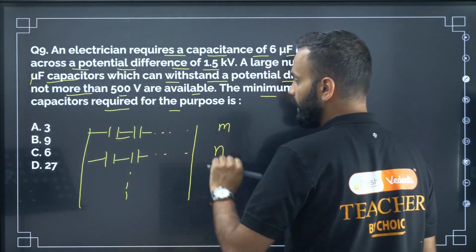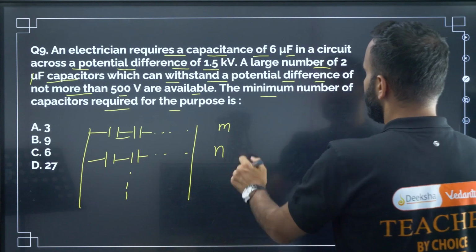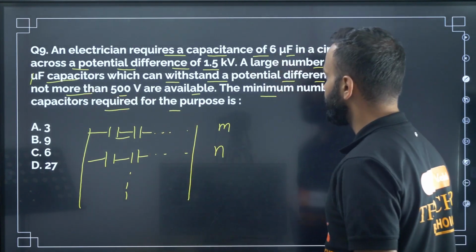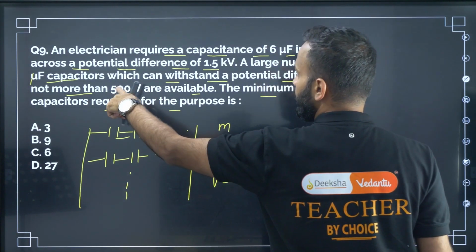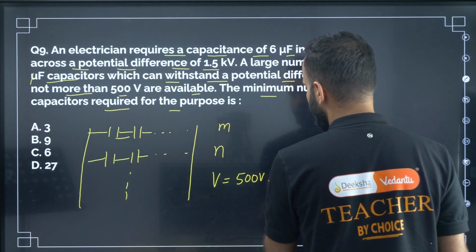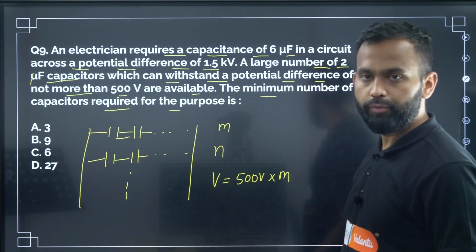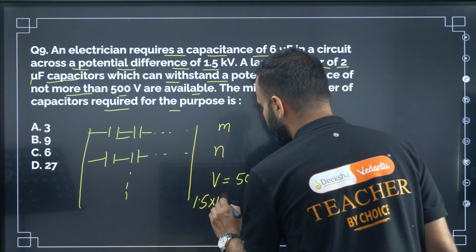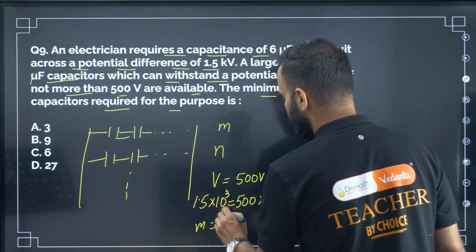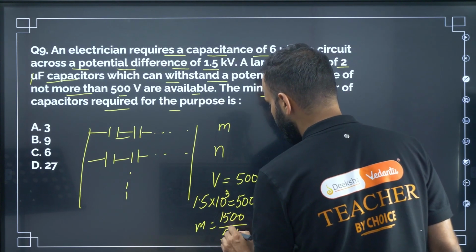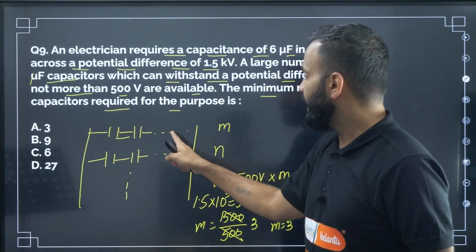Now let us find the number of capacitors in one row. Here he has 2 microfarad capacitors, and each can withstand 500 volt. So the total voltage is 500 volt into M. The value of total voltage is 1.5 kilovolt, that is 1.5 into 10 to the power 3, which is equal to 500 into M. So M is equal to 1500 divided by 500, so this will be 3. So M equal to 3. That is, in this row, total 3 capacitors are there.